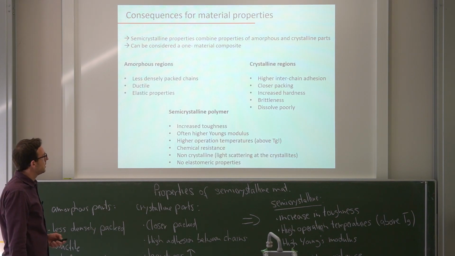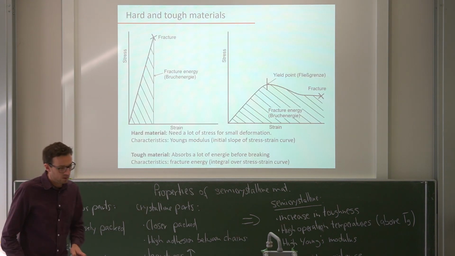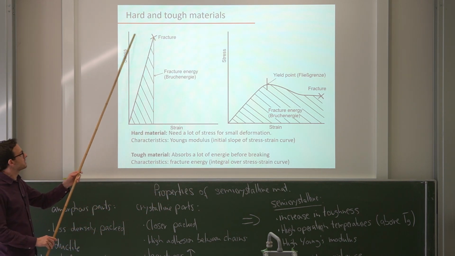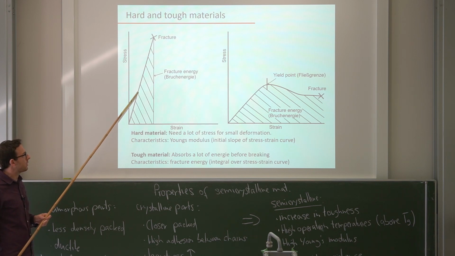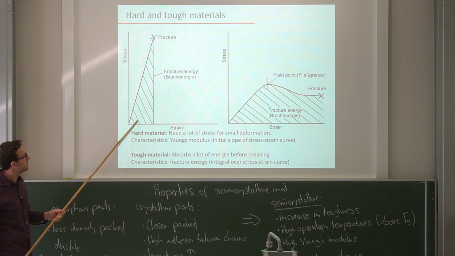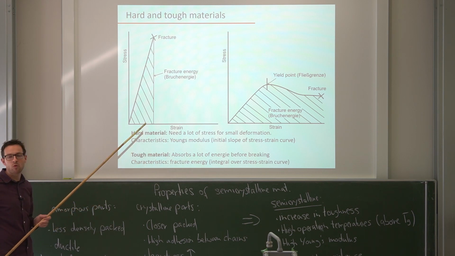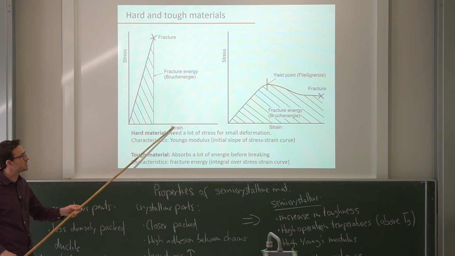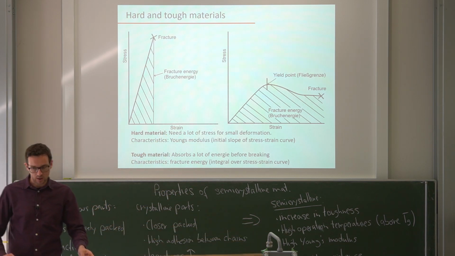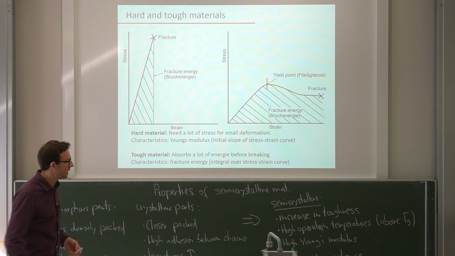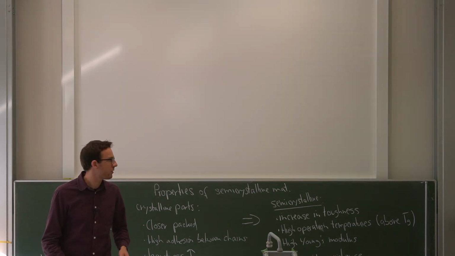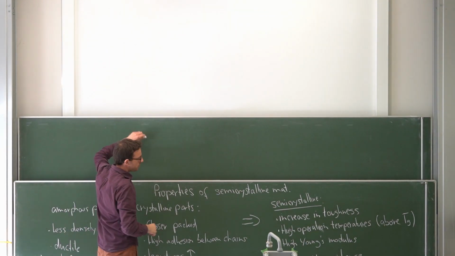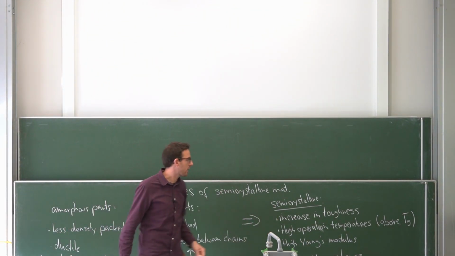So this is what we just put on the blackboard. So we can have hard materials which require a high stress to break. But we can also have tough materials that require a lot of energy before breaking. And the energy here is the area under the curve in this stress-strain diagram. And now let me just show you briefly how this looks for a semi-crystalline polymer. So this will answer why these polymers are so tough.